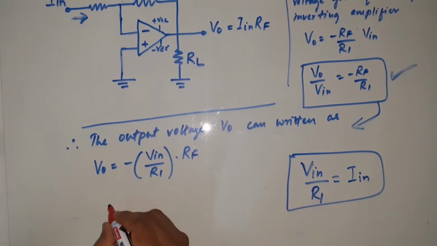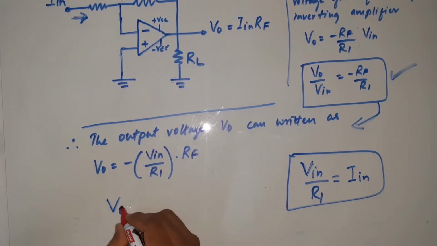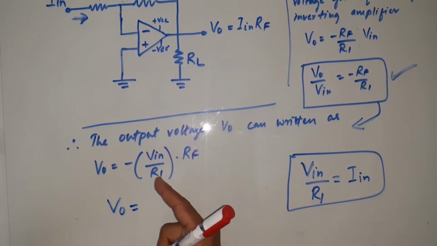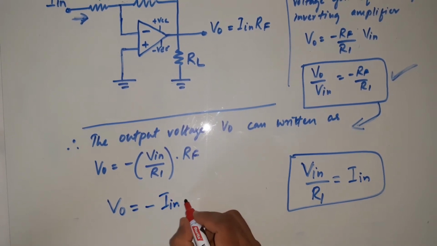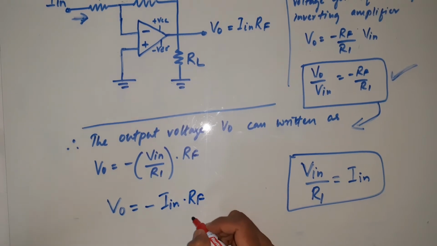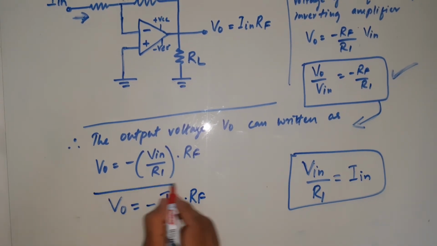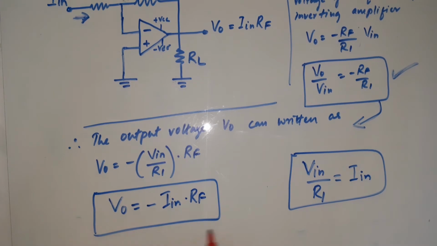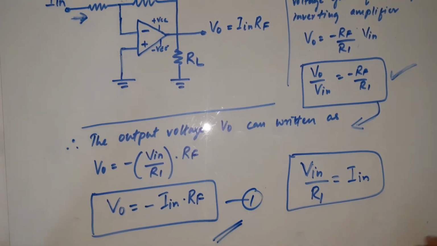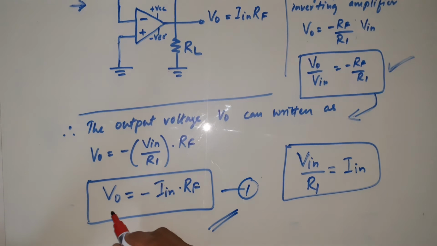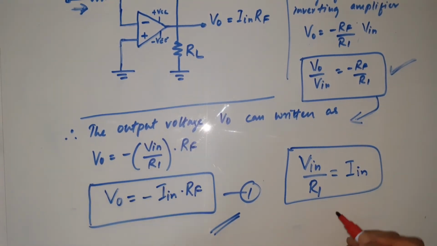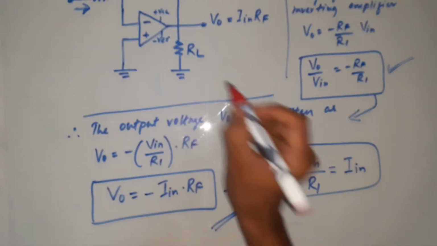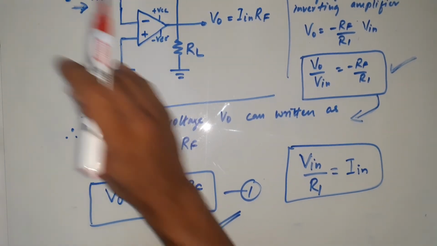Hence we can write V0 equal to, what is this now? Minus Iin into RF. This is what we require. This is our important equation. What it tells, just see, the output voltage is directly proportional to your input current.